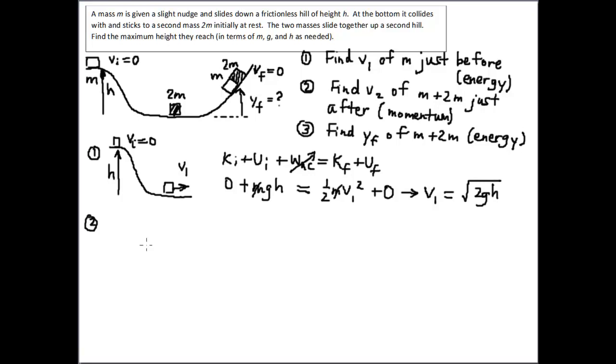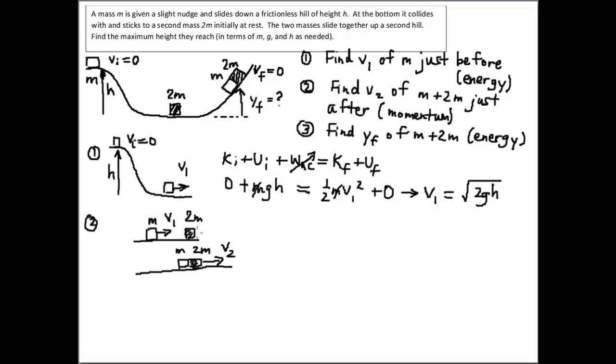Step 2, now we can just draw the situation at the bottom of the hill. So we've got our mass m moving at speed v1. It's going to strike 2m like this, so that's the before picture. The after picture, I'll just draw right below it, will be these two masses sticking together and moving off together to the right. So it's m and 2m, and if I just extend the surface a little bit, then the final velocity is what I've called v2.